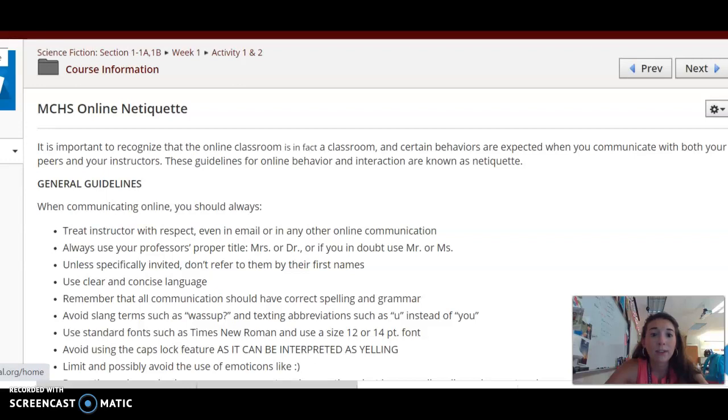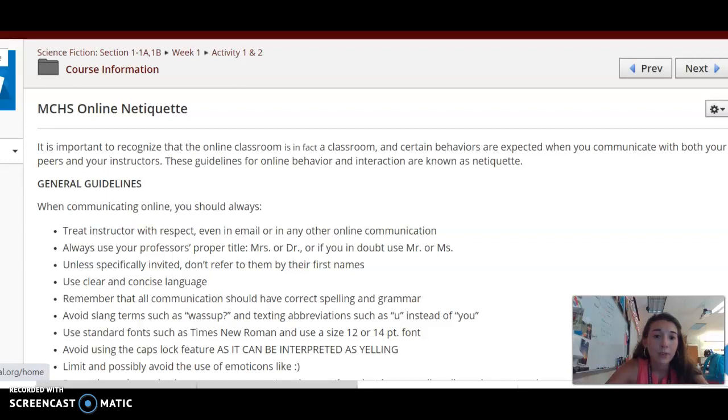Always use your professor's proper title, which is Mrs. or Doctor, or if you doubt, use Mr. or Miss. Unless specifically invited, don't refer to them by their first name. Use clear and concise language. Remember that all communication should have correct spelling and grammar. Avoid using slang such as "what's up" and texting abbreviations such as "u" instead of "you".